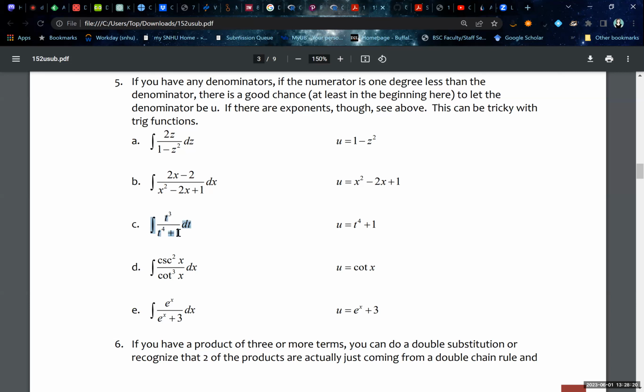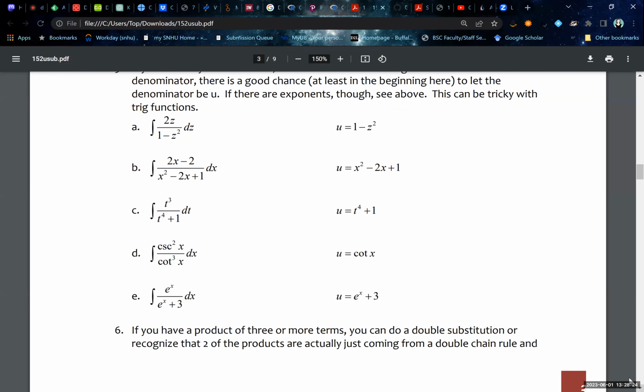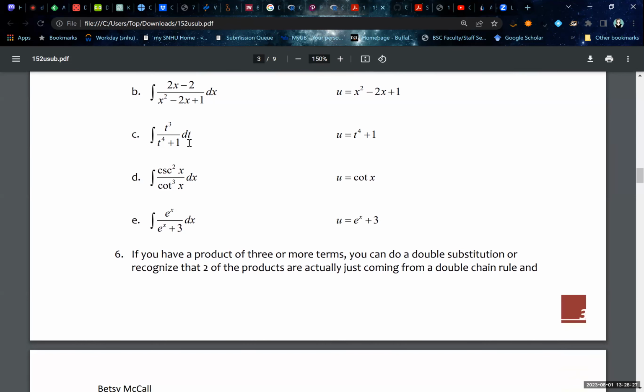Again, this isn't always going to work. Sometimes you will have to apply other techniques, do other substitutions before you can find the correct way to integrate this. But if your denominator is t to the 4th plus 1 and your numerator is t cubed, the derivative of the denominator is 4t cubed. So it is a multiple of the numerator. And that is where you want to make your substitution.